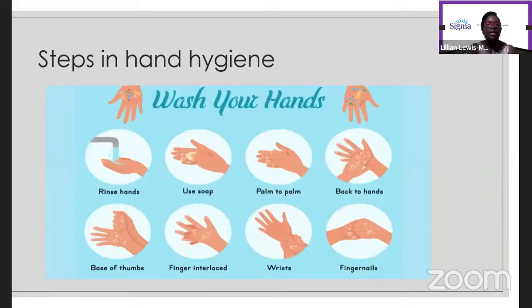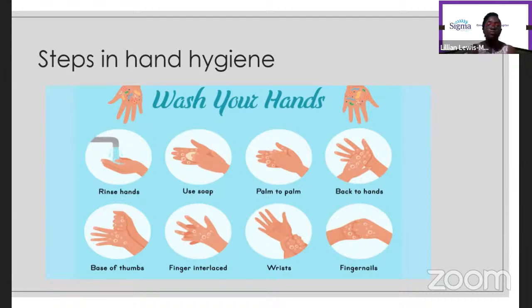So, steps in hand hygiene. First, you wet your hands. The reason you're wetting your hands is that it will help the soap to lather. So you wet your hands and then you apply your soap. This looks like a bar soap in the picture here, but we have moved away from bar soap and we're using liquid soap.